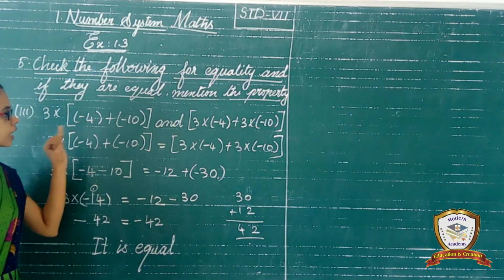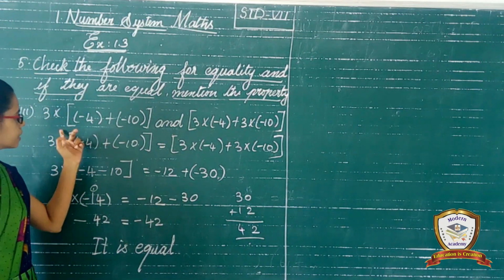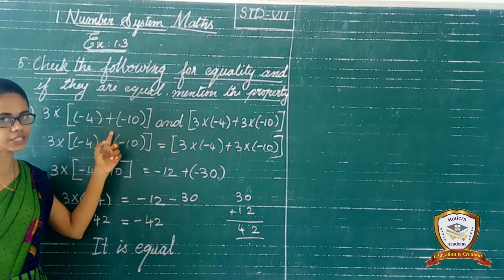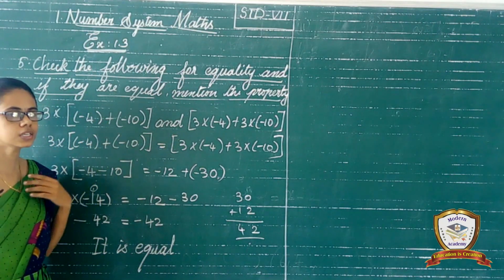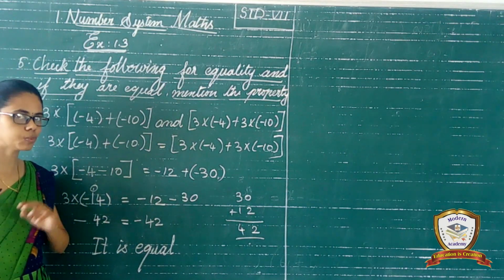Now in associative property, let's see here. Here multiplication, here addition. So the property name will not come. Okay. Let's move to the next property, distributive property.